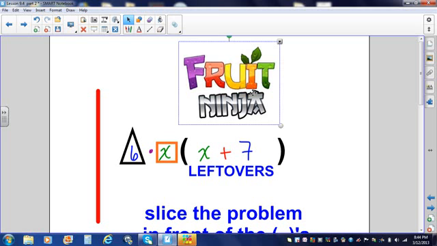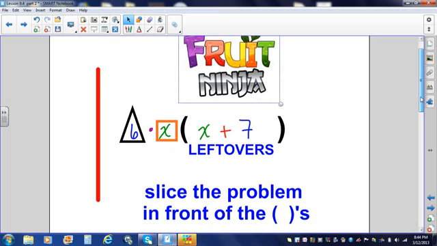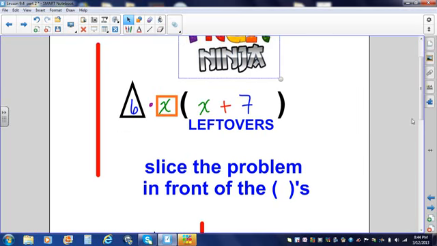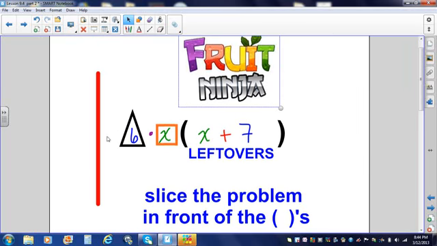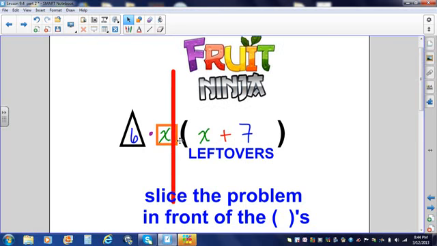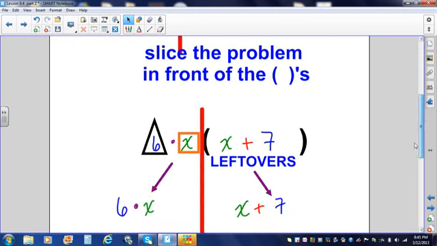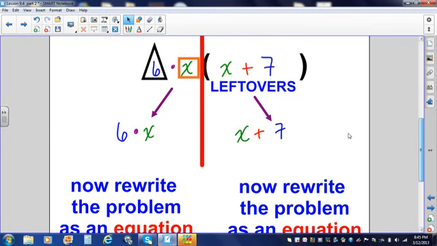Now it's time to play some Fruit Ninja. We are going to slice the problem in front of the parentheses. Now we've sliced the problem in front of the parentheses.